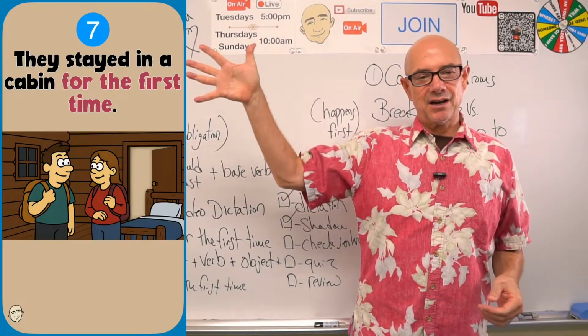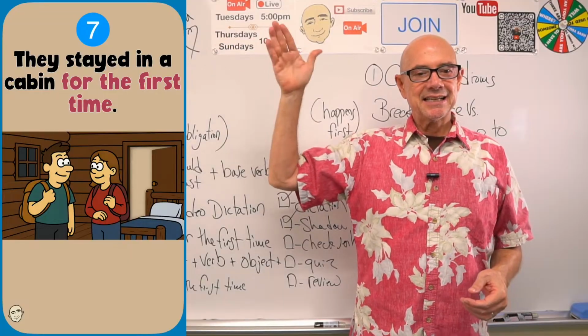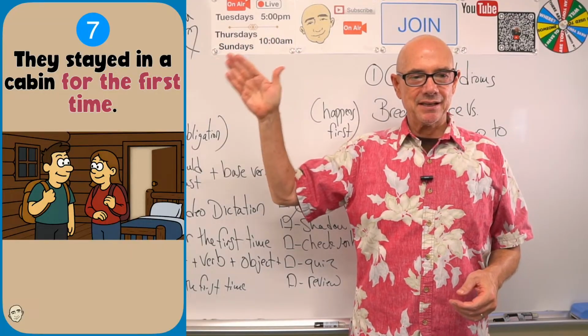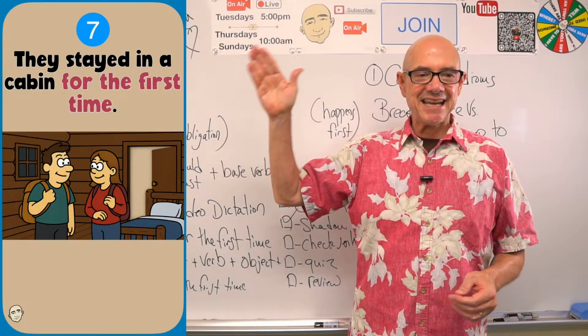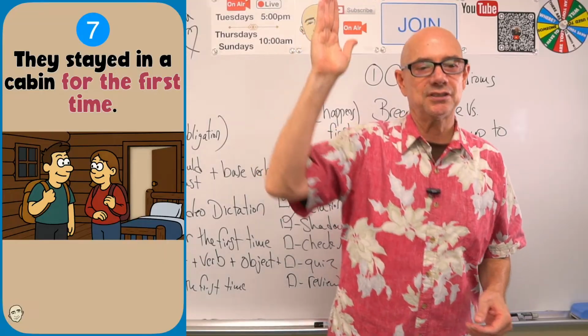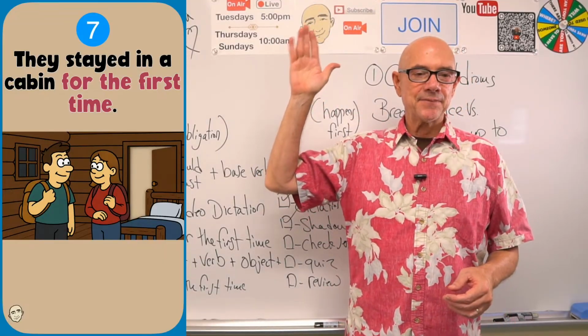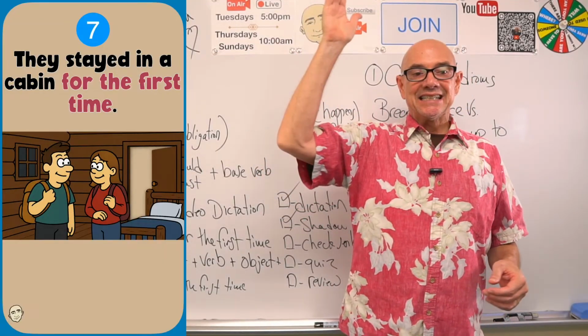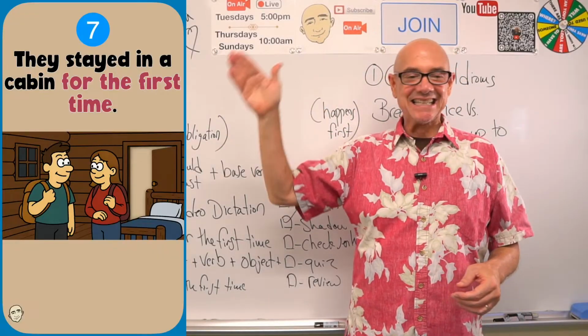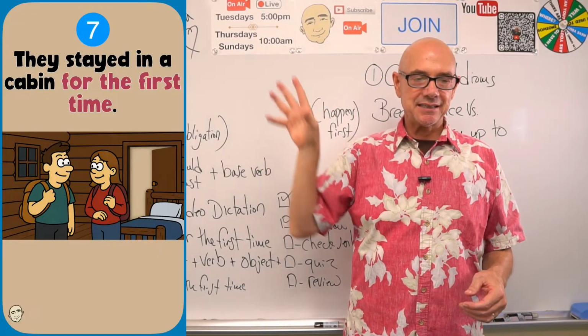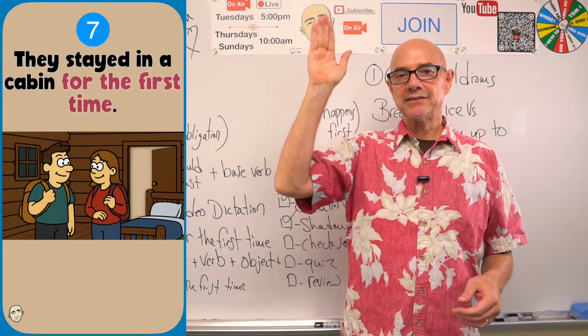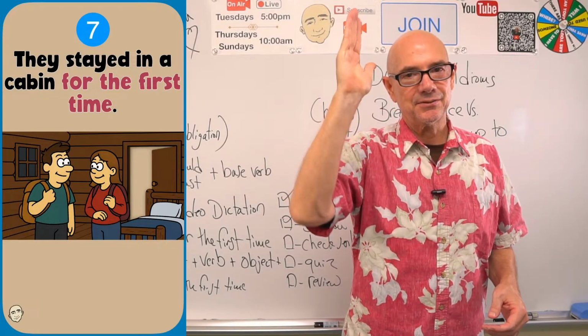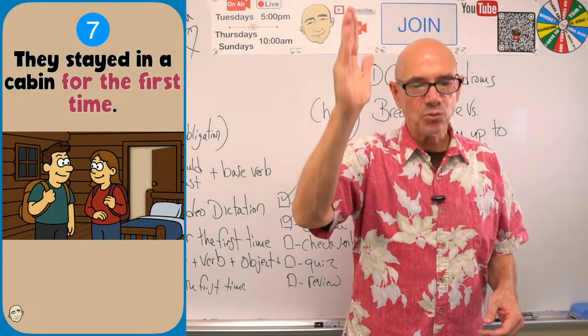Okay, here's our 7th sentence. They stayed in a cabin for the first time. They is our subject, stay, stayed, that's our verb, and then cabin is the object. Cabin is a house in the forest made of wood.